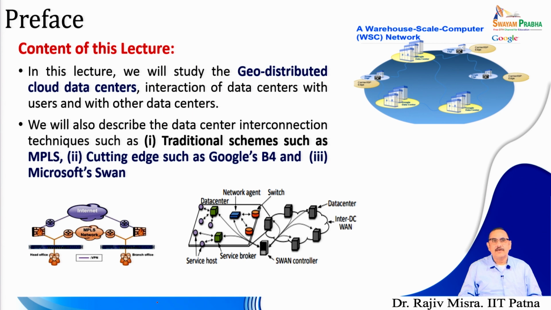The title of today's topic is Geo-distributed cloud data centers. Geo-distributed cloud data center, interaction of data center with the users and with other data centers. We will also describe the data center interconnection techniques such as traditional schemes such as MPLS, cutting edge such as Google's B4 and Microsoft Swan architectures.